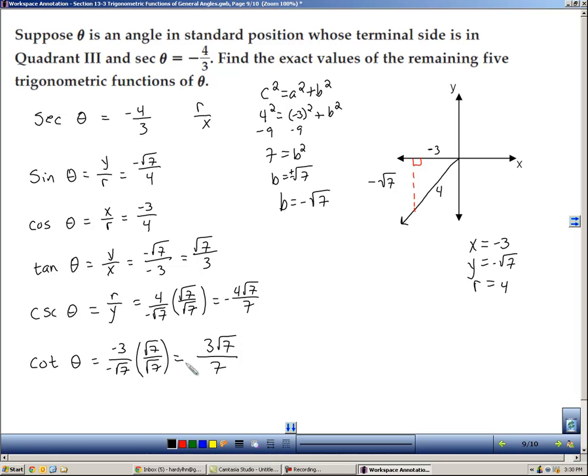So here we have all 6 functions. We were given secant. We could find sine, cosine, tangent, cosecant, and cotangent. One thing about the last two is they have square roots in the bottom, so they need to be rationalized, those denominators, and so that's where we get the square root of 7 times square root of 7.